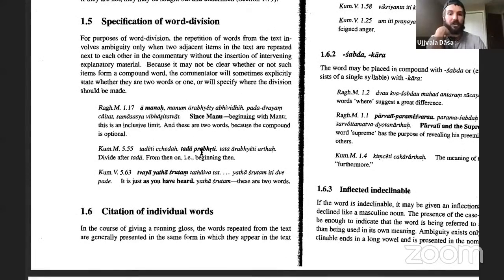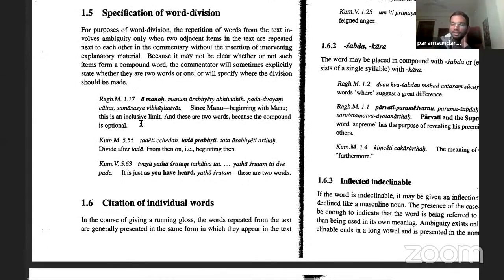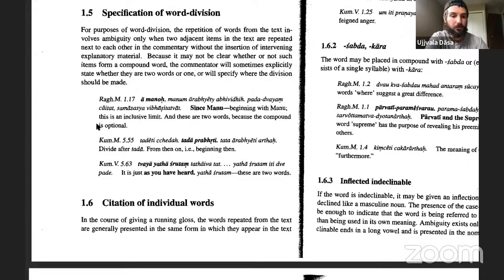Tadeti chedah, tada prabhriti, tata arabhyeti arthah. Divide after tada, from then on, i.e. beginning then. What is that? Tadeti chedah means tada prabhriti. Yeah, he's saying tada iti chedah. Something new for me. Yeah, I haven't seen this one. So an explanation of how that works comes more in the second part, how iti is used and where it's used, and they give profuse examples for everything they explain. So it's really good. It's a good book.